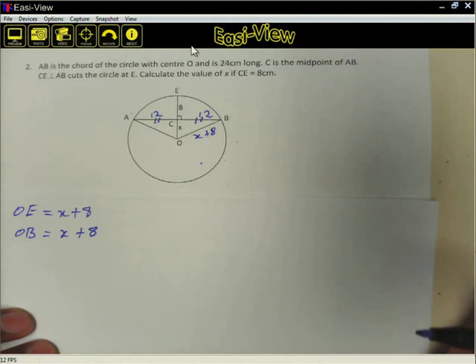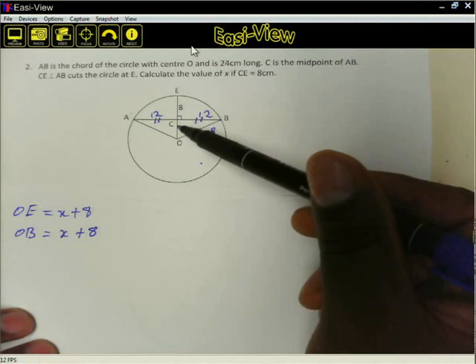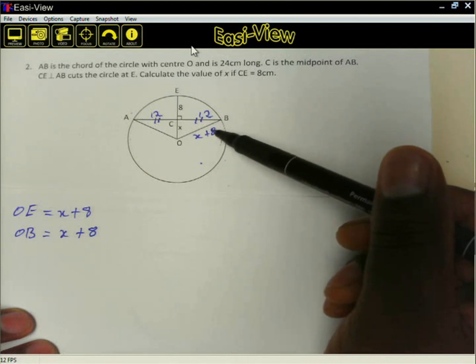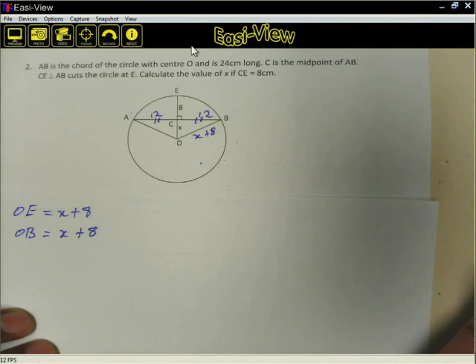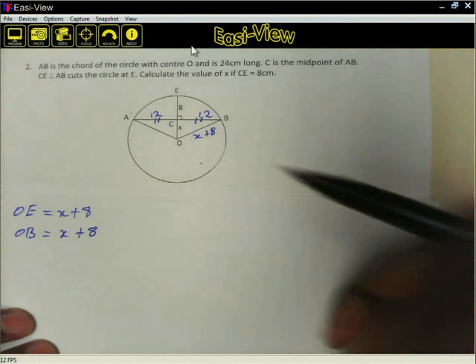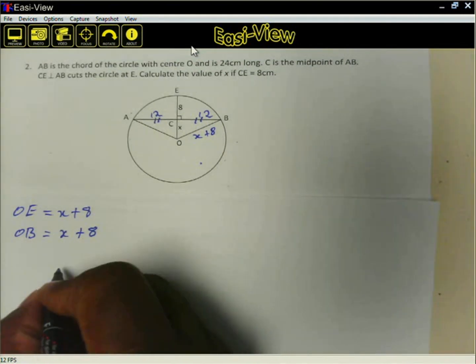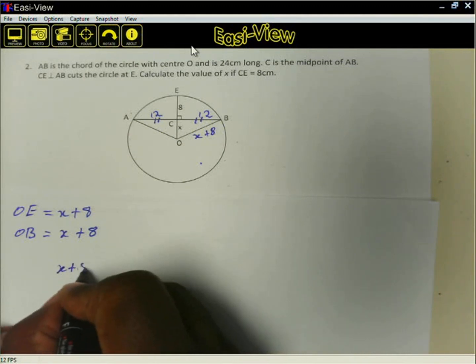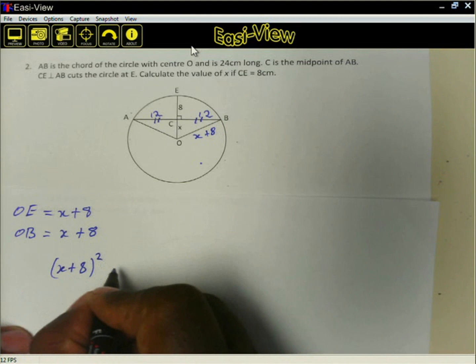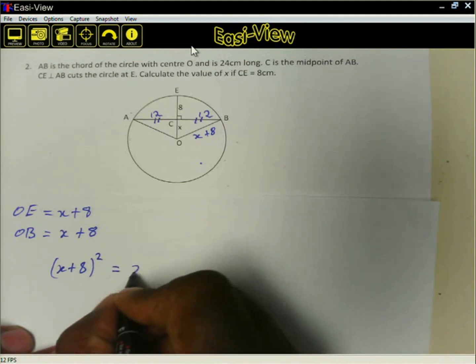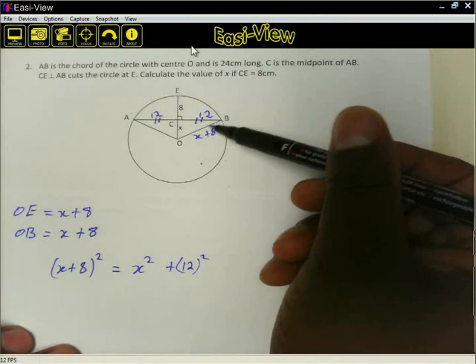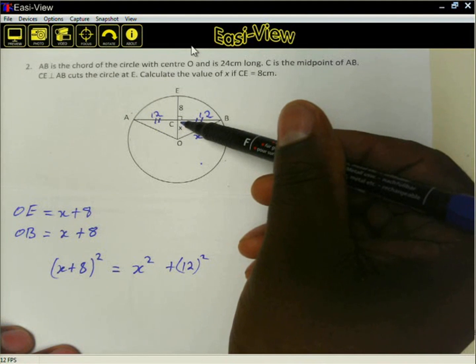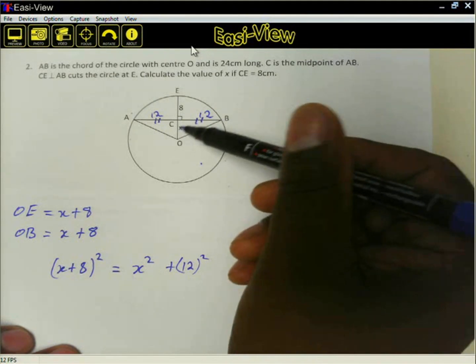Then we can just use Pythagoras theorem. You've got BC 12, OB X plus 8, OC is X, and this angle here is 90 degrees. So we've got a right angled triangle, and we can use the Pythagoras theorem to solve X. According to Pythagoras theorem, the square of the radius, X plus 8 squared, is equal to the sum of squares of the other two sides, X squared plus 12 squared. This is the hypotenuse because you've got a 90-degree angle there. So X plus 8 all squared is equal to X squared plus 12 squared.